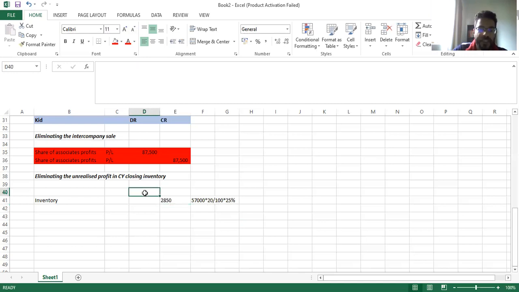For every debit, there must be a credit. We would want to debit cost of sales, but we can't debit cost of sales because the cost of sales relates to the cost of sales of the associate. Remember, we can't impact the associate's line items. So therefore, the income statement line item that relates to an associate is share of associate's profits.